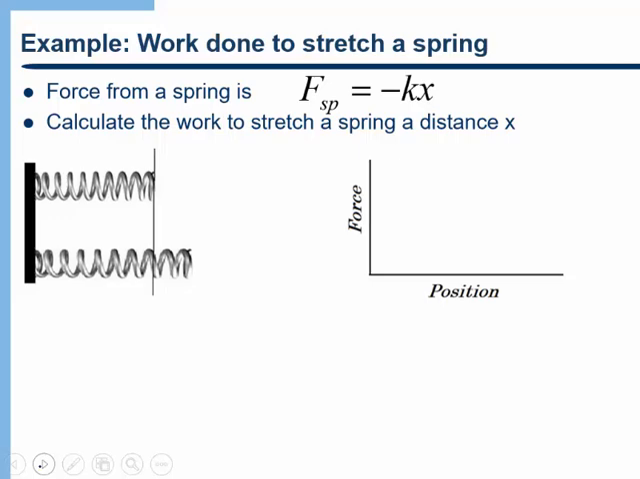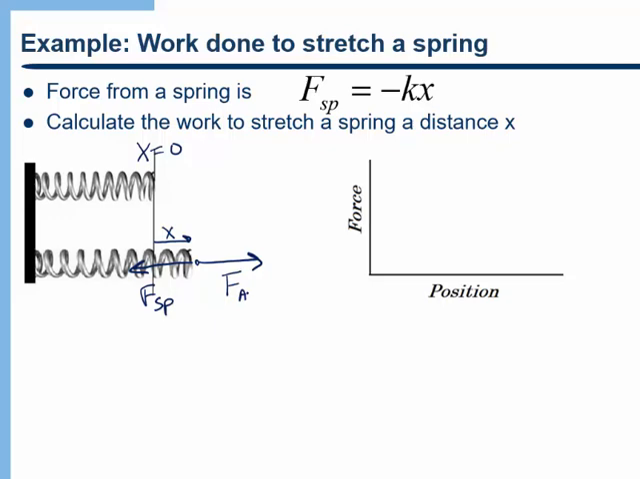Let's look at an example of that. Let's figure out how much work is done to stretch a spring. So here is the spring in its equilibrium position. And let's say that we stretch that spring a distance x. Now we know that the spring is going to exert a force back in this direction. So the force that we have to apply to pull the spring would be in this direction. We'll call that Fa for an applied force.